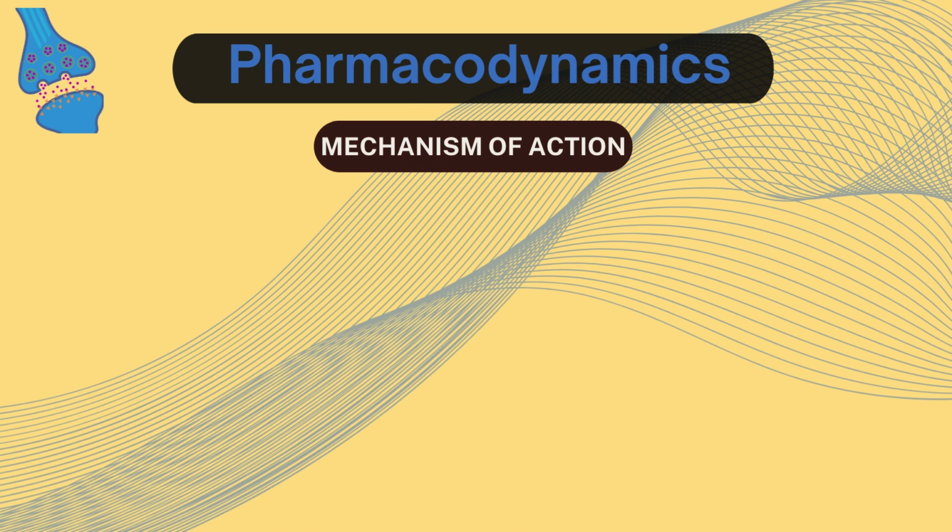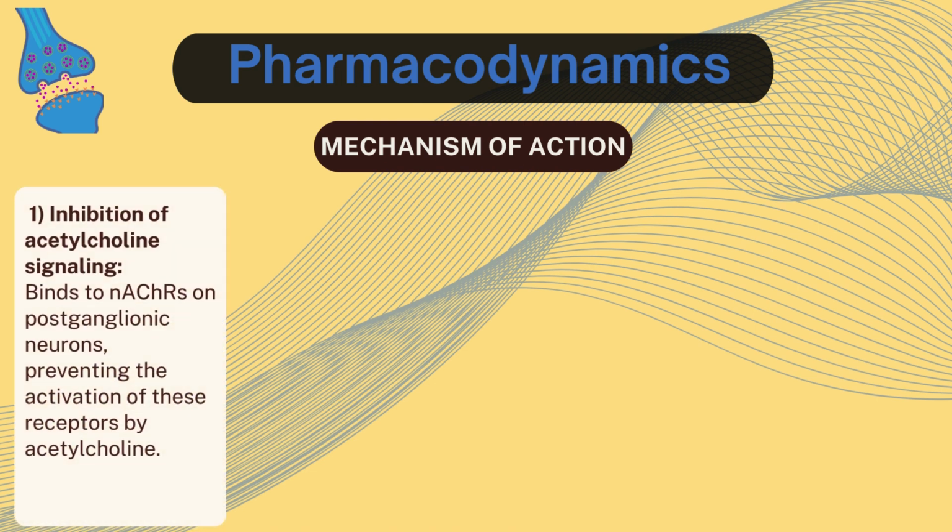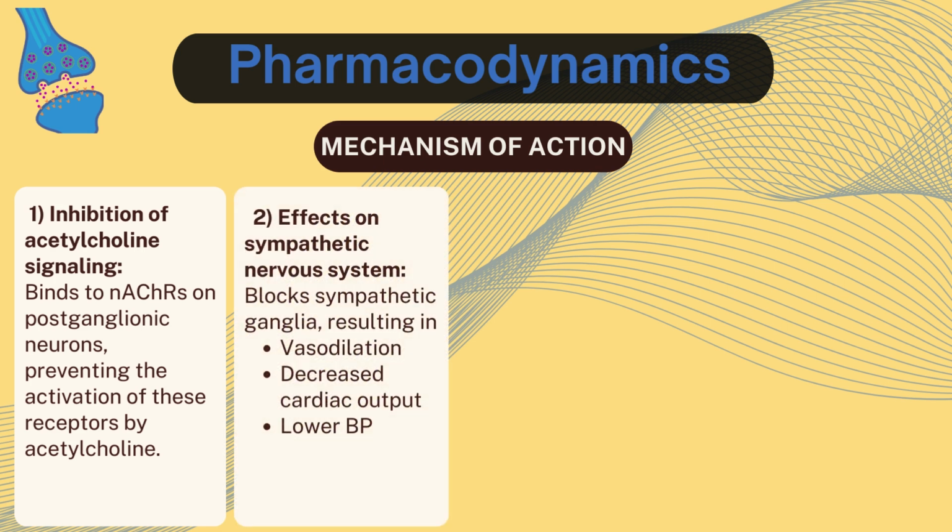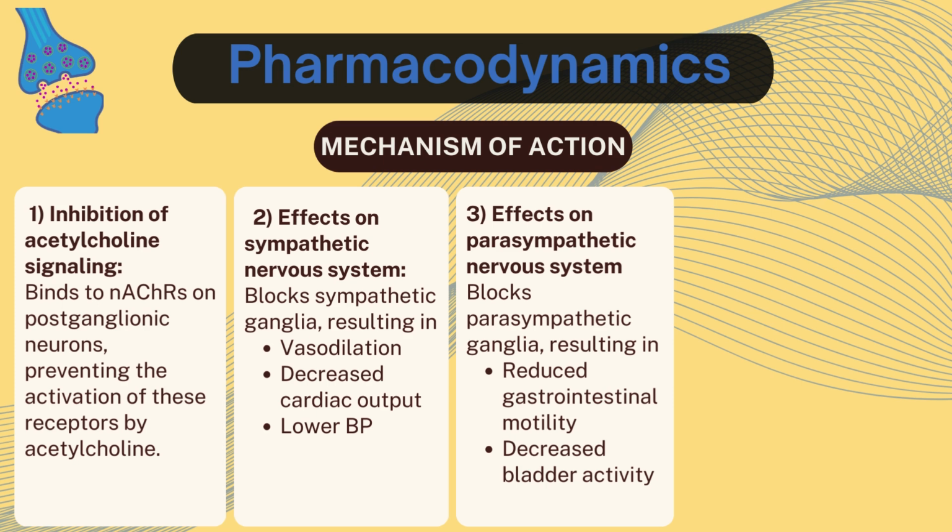Now we will look into the pharmacodynamics of the drug. At first, by inhibition of acetylcholine signaling, it binds to nAChRs on postganglionic neurons, preventing the activation of these receptors by acetylcholine. Then, effects on the sympathetic nervous system: it blocks sympathetic ganglia, resulting in 1. Vasodilation, 2. Decreased cardiac output, 3. Lower blood pressure. After that, effects on the parasympathetic nervous system: it blocks parasympathetic ganglia, resulting in reduced gastrointestinal motility and decreased bladder activity.